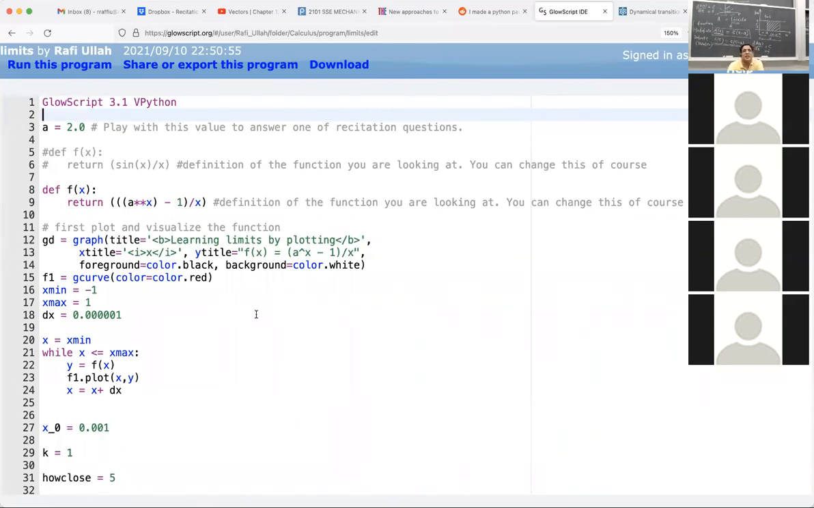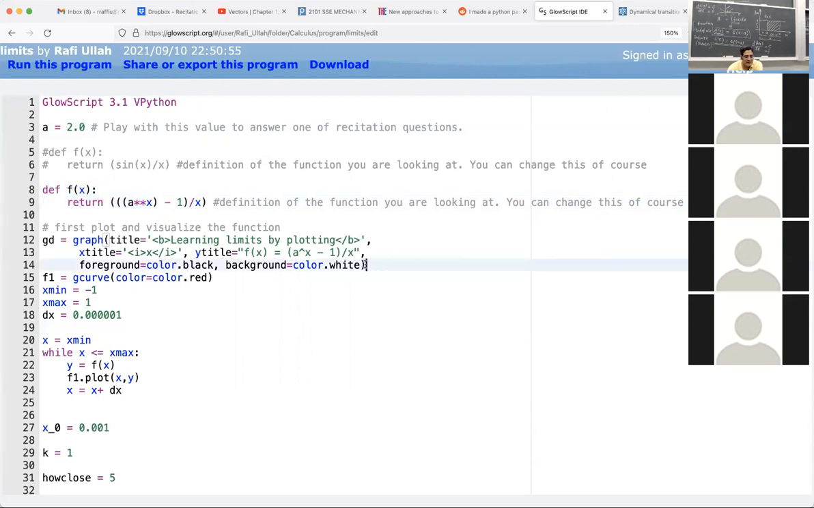And one of the questions in the recitation was: find the value of a for which the limit of this function, a to the power x minus 1 over x, is equal to 1. And well, first of all, we'll discuss that. So we have specified a value of a equals 2. Then we have the function definition.